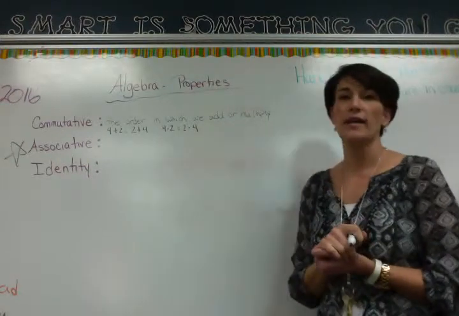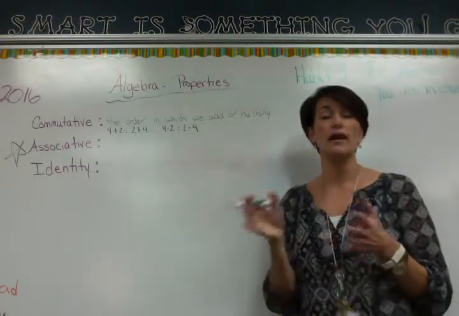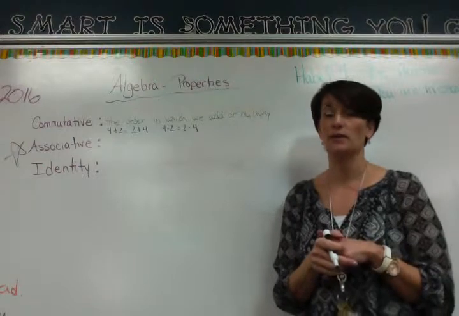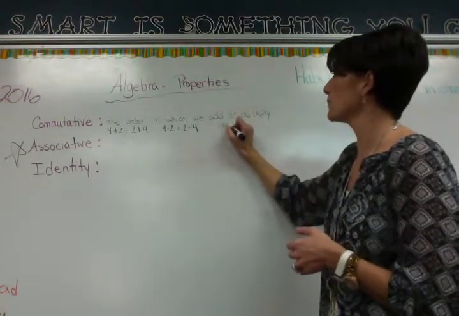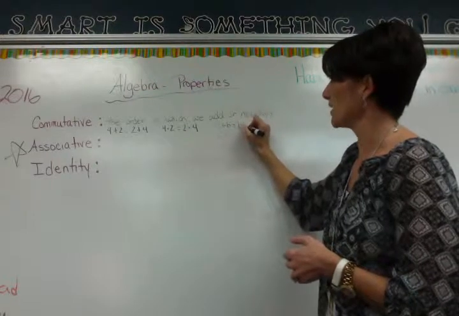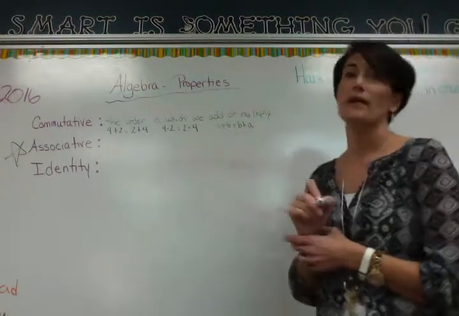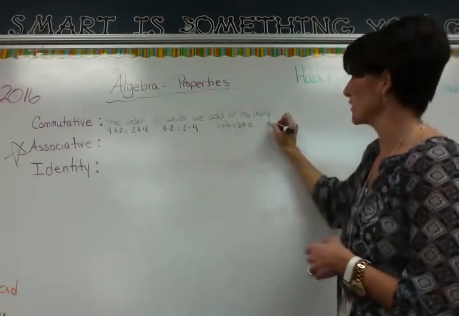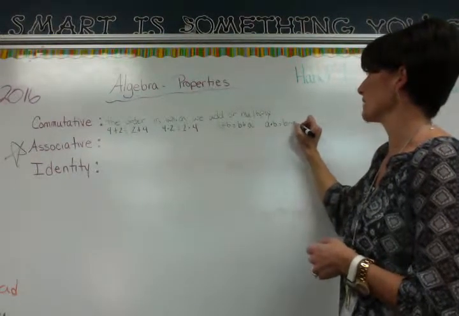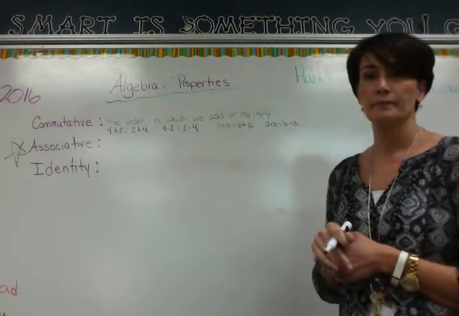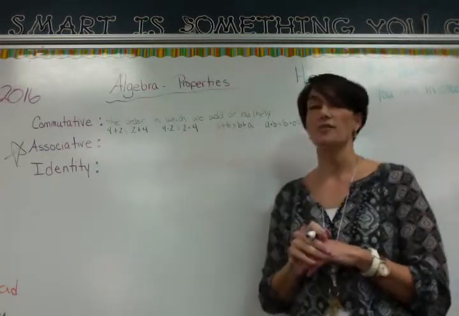I also want you to write it algebraically because we learned earlier this week about variables. And so as far as variables go, it could be A plus B is the same as B plus A. And then we would also write it using multiplication. A times B is the same as B times A. All right, so that's the commutative property.